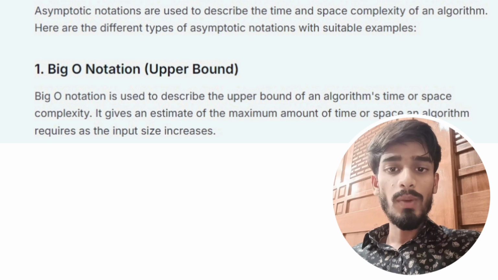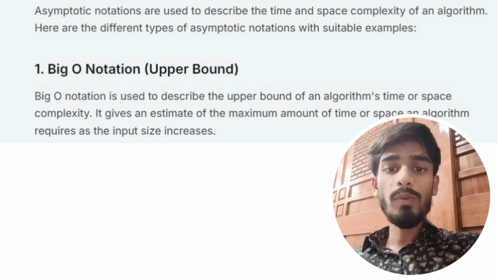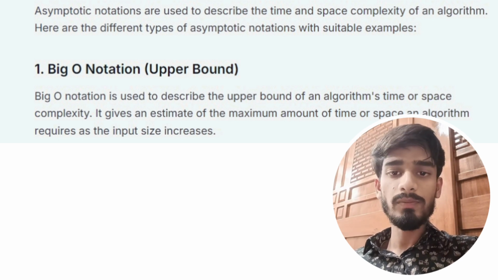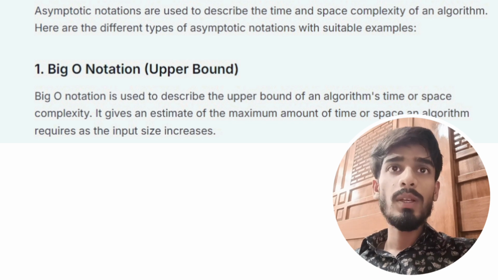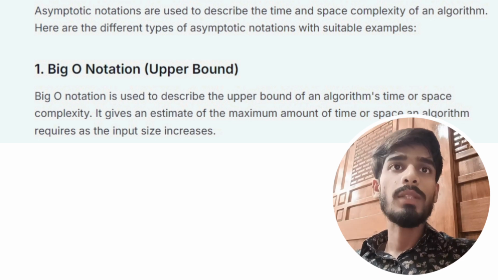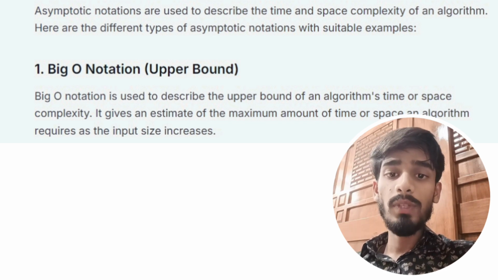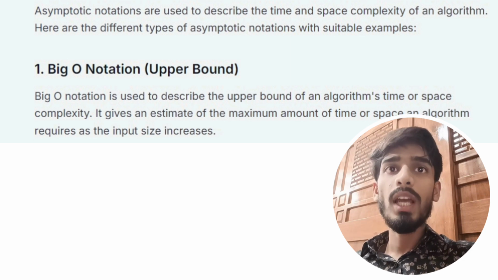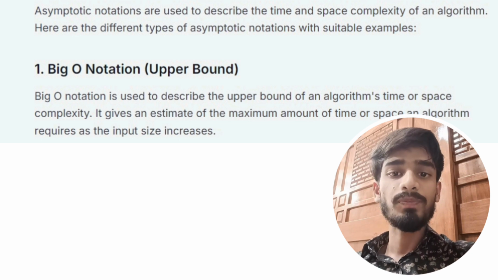In this video, we are going to discuss some important questions and important points of our first chapter in algorithm design and analysis. So the first question we are going to discuss is the different asymptotic notations. So what are asymptotic notations? Asymptotic notations are used to describe the time and space complexity of an algorithm. There are different types of asymptotic notations.